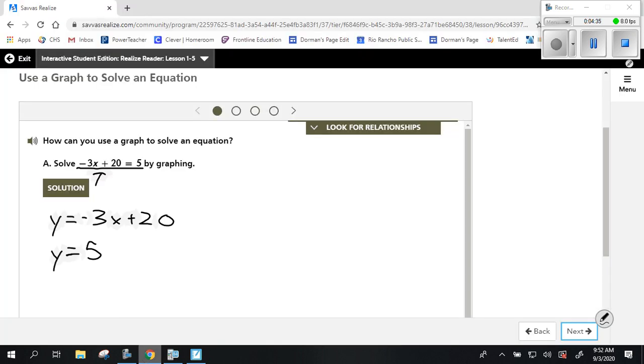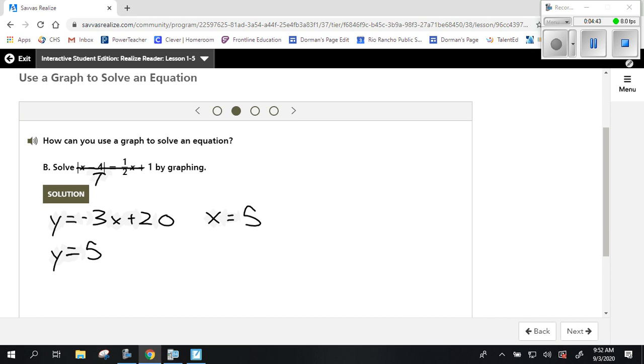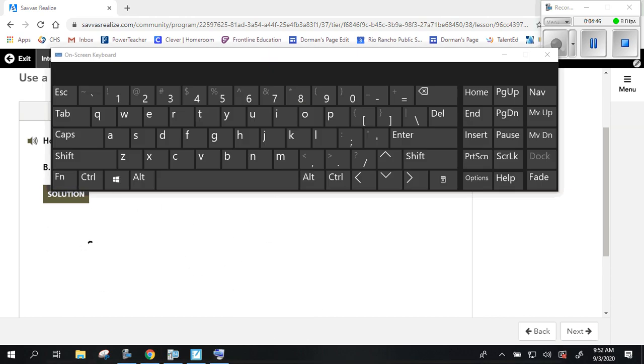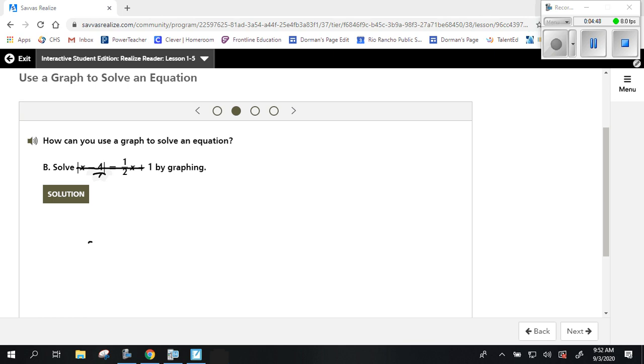Let's look at another one. How would we solve this one? Well, let's do it by graphing. Again, I'm going to separate it into these two quantities. I'll have y equals the absolute value of the quantity x minus 4, and then y equals 1/2 x plus 1. We're going to graph both of these and find the intersection. The intersection is going to be the solution.